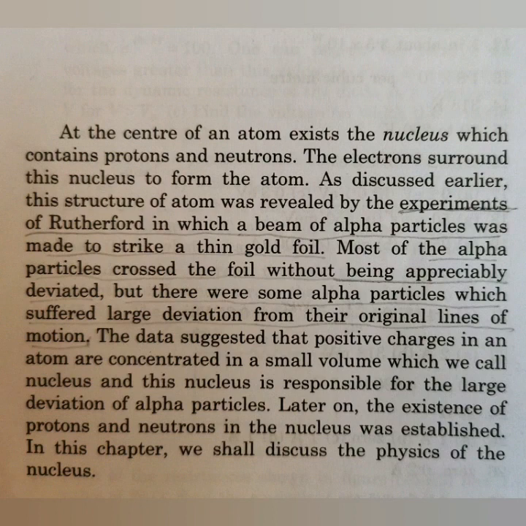The nucleus was first discovered by Rutherford when he struck a thin gold foil with alpha particles. He noticed that most alpha particles passed through the gold foil without deflection, but only some alpha particles suffered deviation, struck back, or made a change in their path. As alpha particles are positively charged, he suggested that positive charges are there in the atom but in a very small volume, which he called the nucleus. In this chapter, we shall learn more about the nucleus.